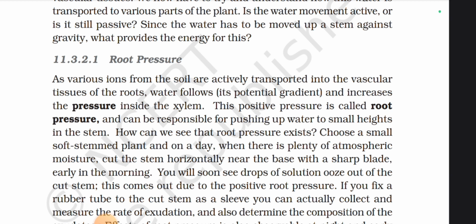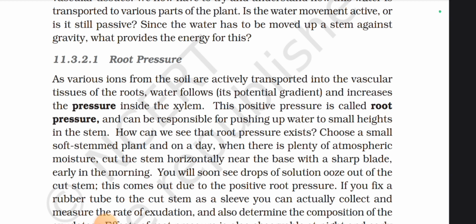in the stem. How can we see that root pressure exists? Choose a small soft stemmed plant and on a day when there is plenty of atmospheric moisture, cut the stem horizontally near the base with a sharp blade. Early in the morning, you will soon see drops of solution ooze out of the cut stem. This comes out due to the positive root pressure.